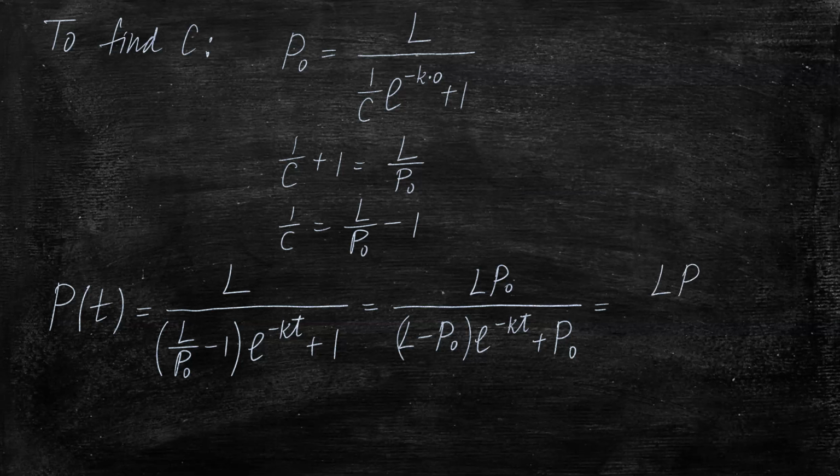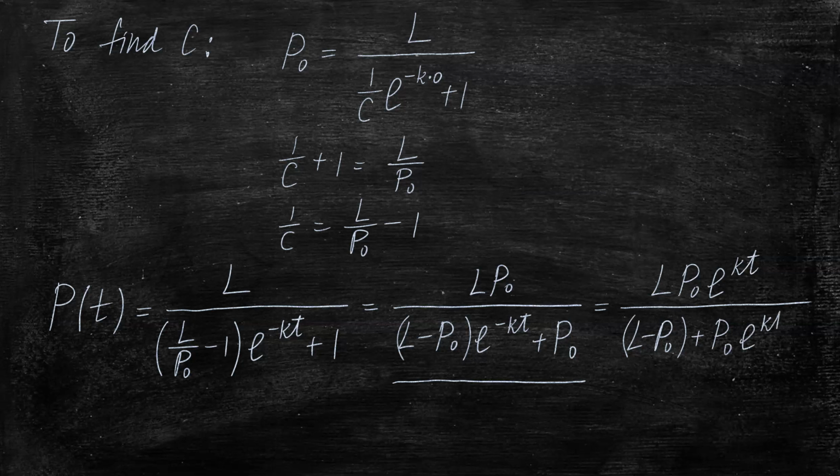So just like we multiply everything by P0, we can also multiply everything by e to the power kt, and then we have something like this. I personally prefer this format because you only have to plug in t into one place, while here you have to plug in t in 2 places.